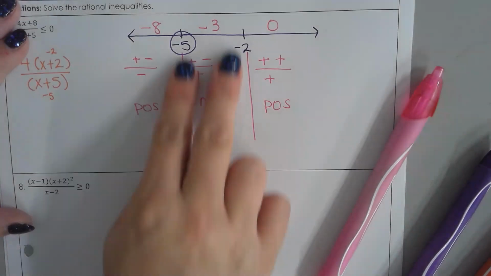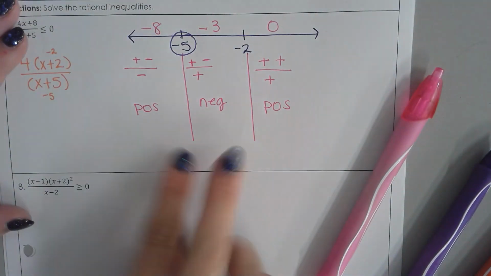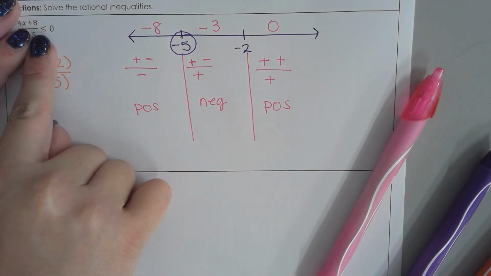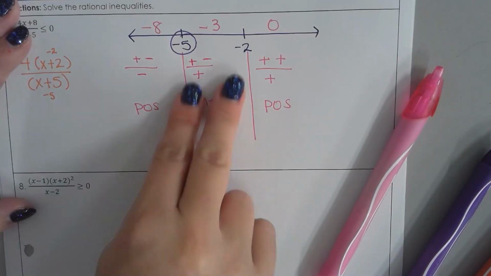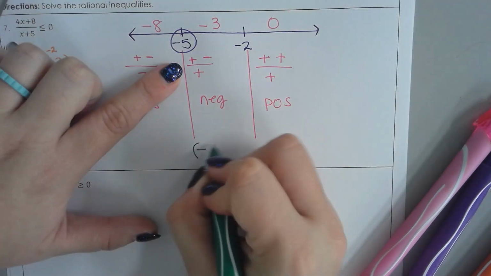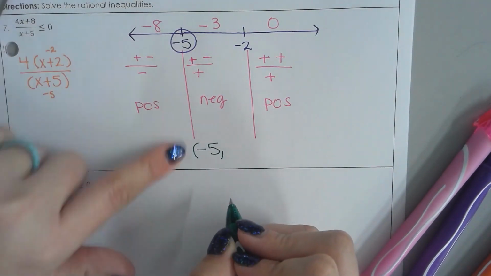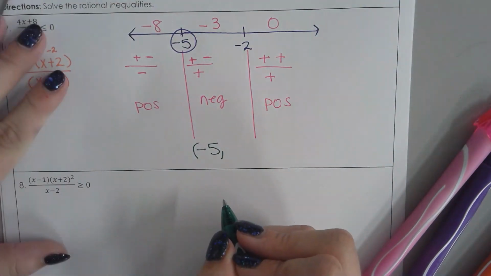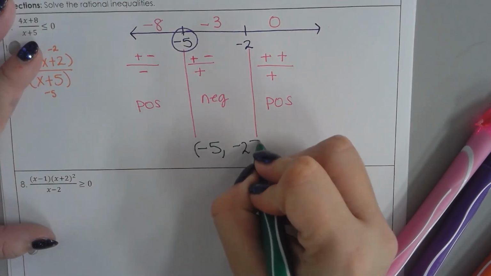So the interval I'm going to use is just this middle one, because it's asking for what's less than or equal to 0. That would be negative numbers. So I do have to use a parenthesis, because that one was on the bottom. It doesn't work. And then -2, that one can get a bracket.